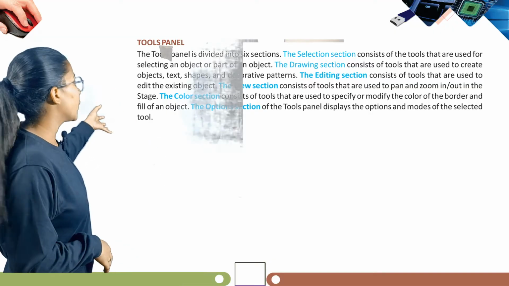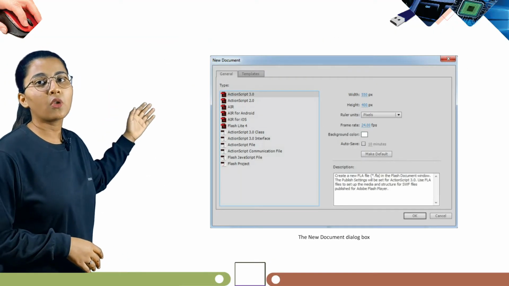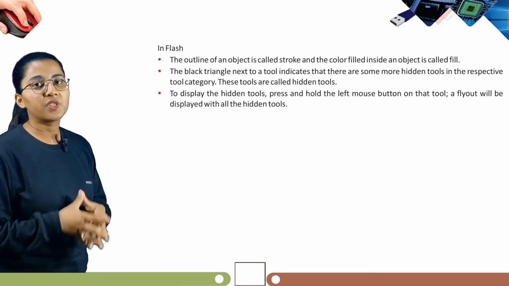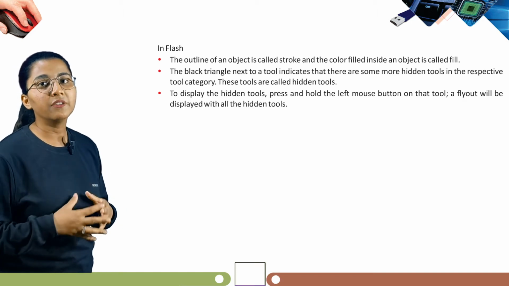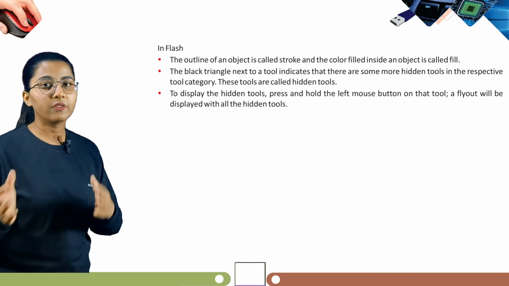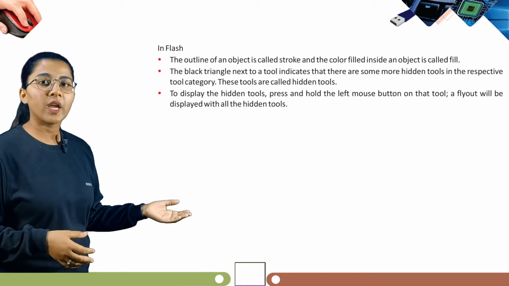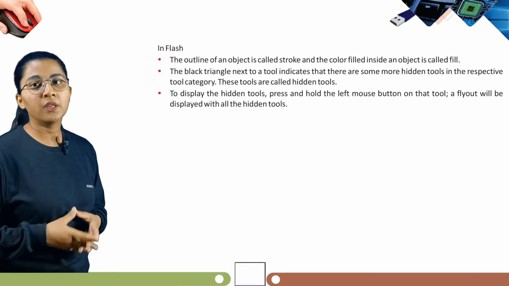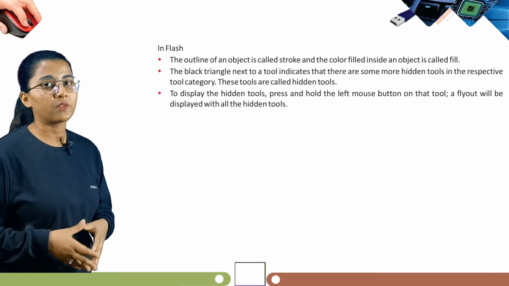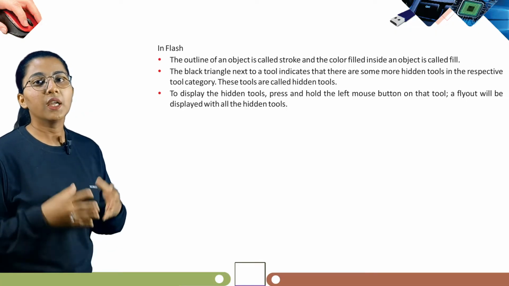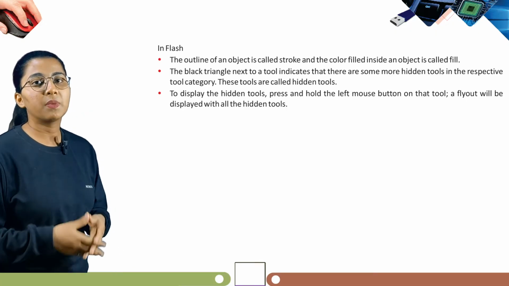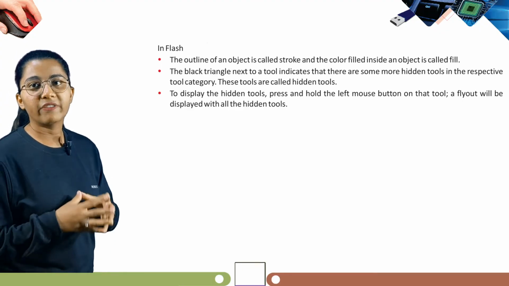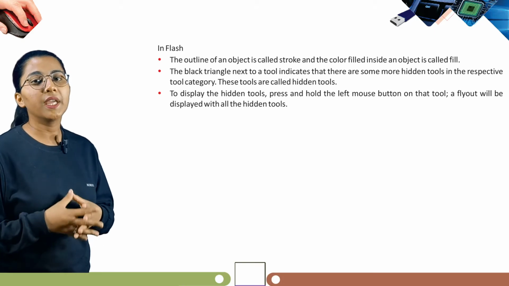So students, now here you can see the interface of the New Document dialog box. Now in Flash, the outline of an object is called stroke and the color filled inside of an object is called fill. The black triangle next to a tool indicates that there are some more hidden tools in the respective tool category. To display the hidden tools, press and hold the left mouse button on the tool. A layout will be displayed with all the hidden tools.